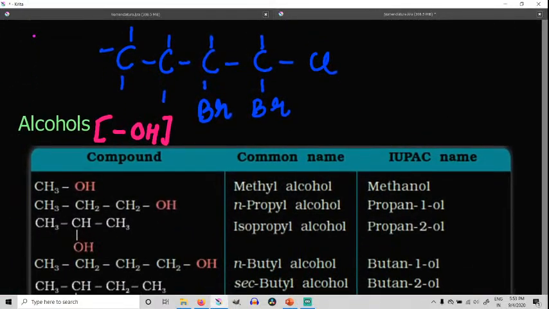So what will be the IUPAC name of this compound? These single bonds represent hydrogen. It is understood, hydrogen is there. So tell me the IUPAC name of this. Now from which side should we start counting? 1, 2, 3, 4, or should we start counting from the chlorine side where chlorine is present? So this should be the first, this should be the second carbon atom, this third, this fourth.